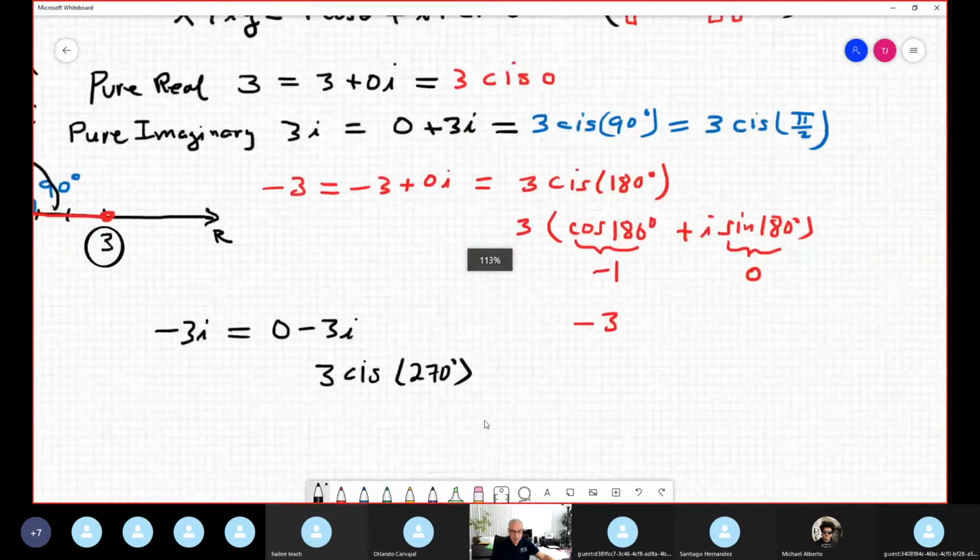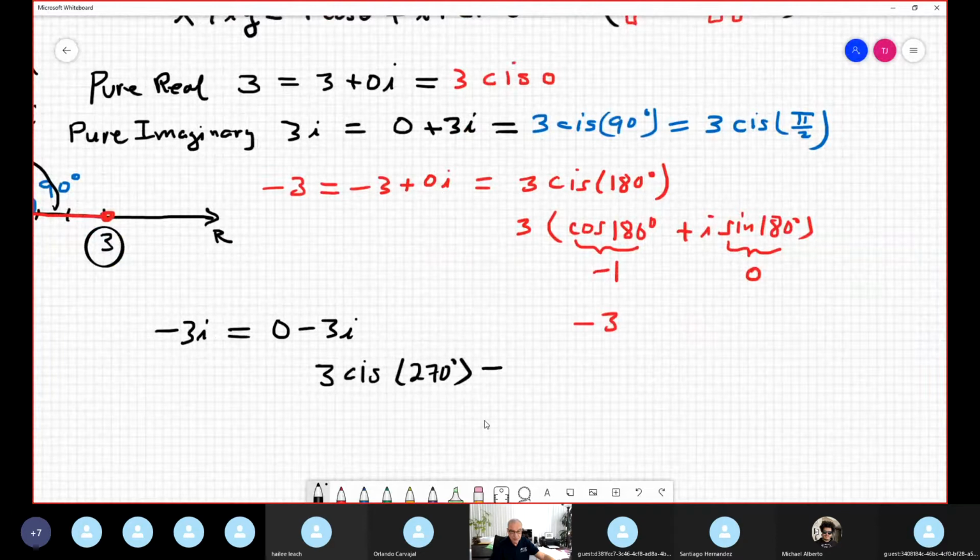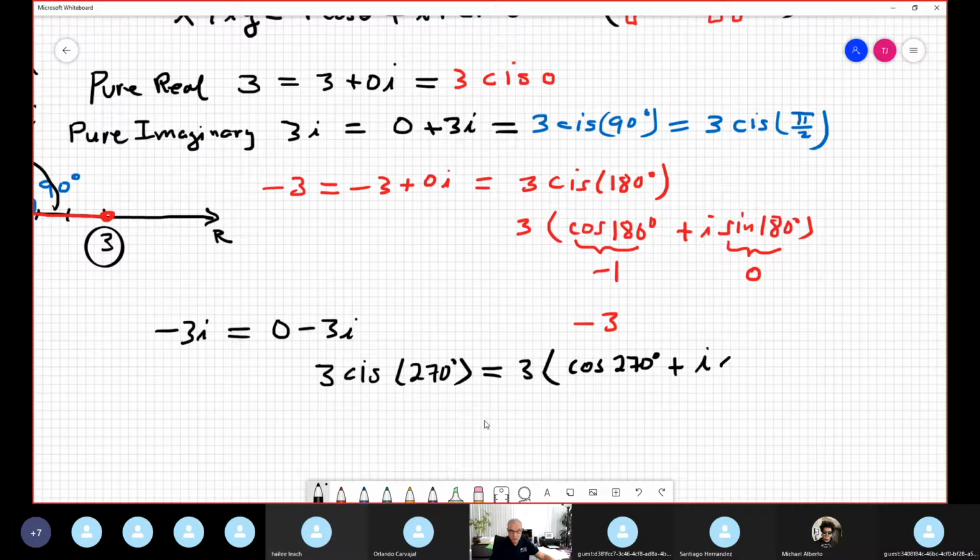Let me see if it matches or not with the notation in rectangular. So you expand that like that. It's 3 multiplied by cosine 270 degrees plus i sine 270 degrees. Cosine 270 degrees is 0, exactly like cosine 90 degrees. And sine 270 degrees is negative 1. Therefore, the answer is not real, it's 0 minus 3i. Do you see a little bit?